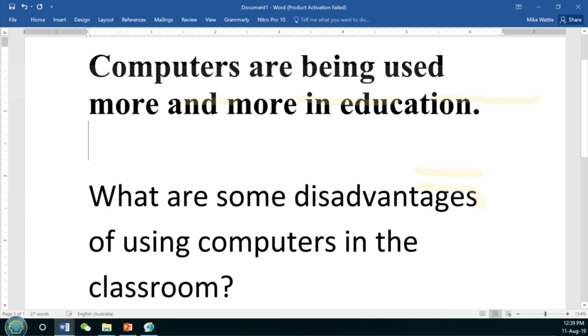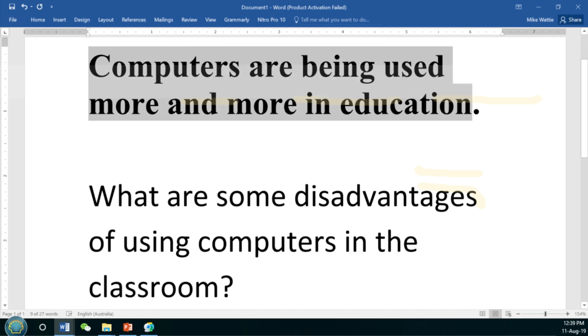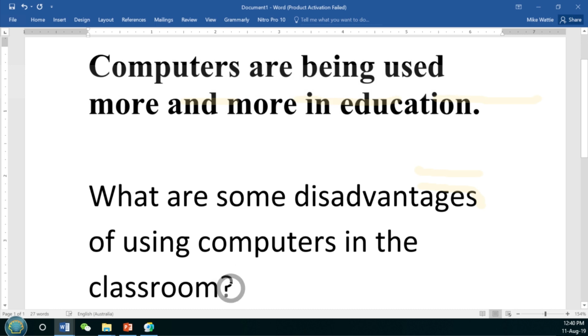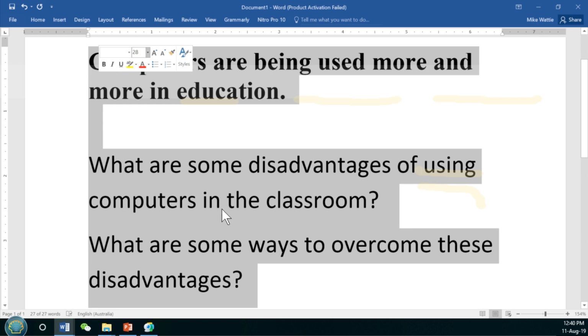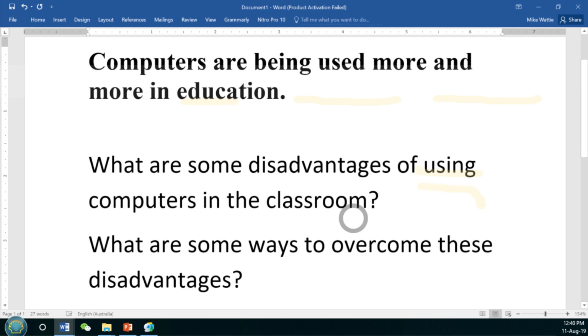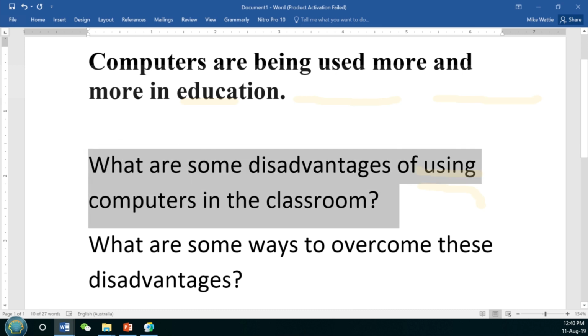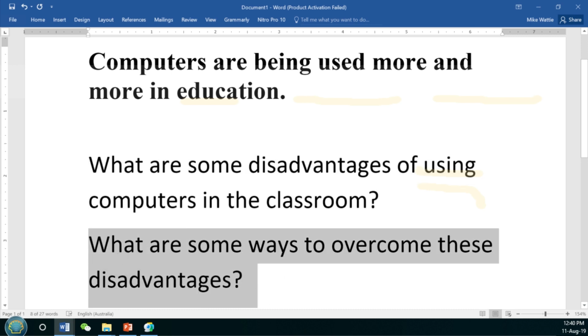Let's change our task instructions for a non-opinion type of essay. So topic very similar. Computers are being used more and more in education. And then now a non-opinion question. And actually it's a 2-question essay, so we've got 2 questions. What are some disadvantages of using computers in the classroom? What are some ways to overcome these disadvantages? In other words, what are the solutions?